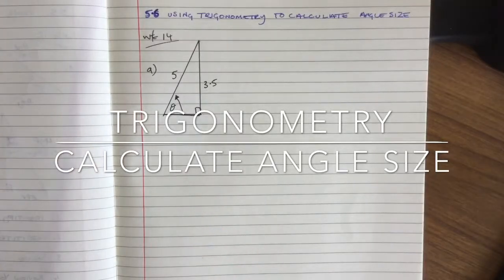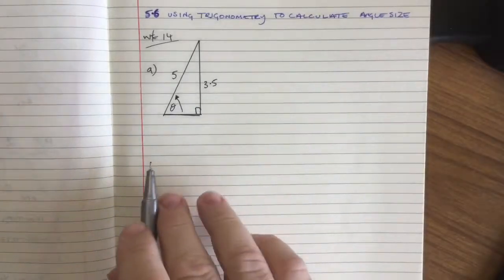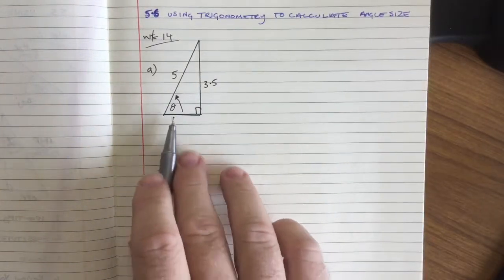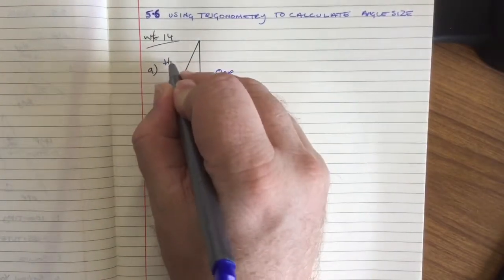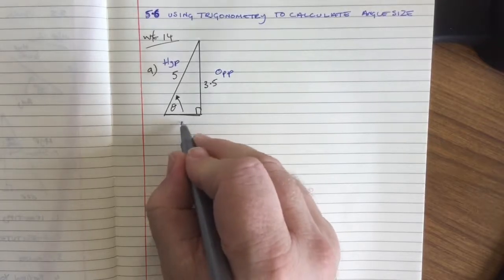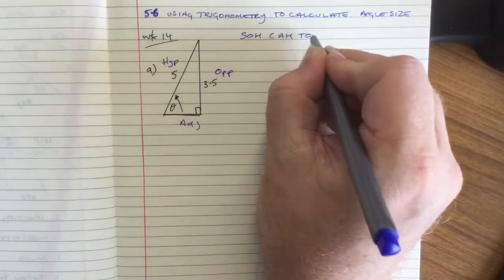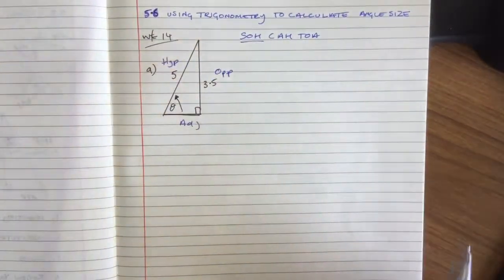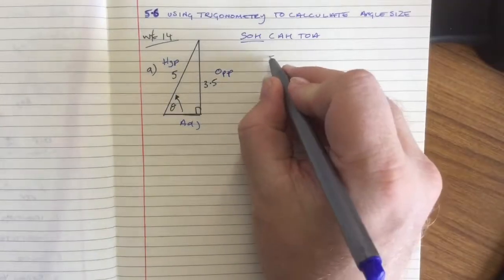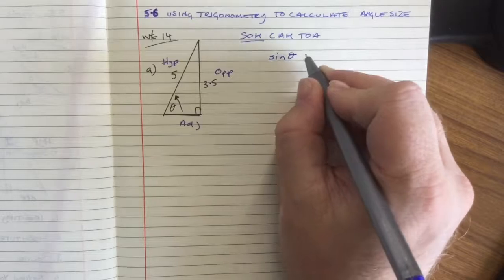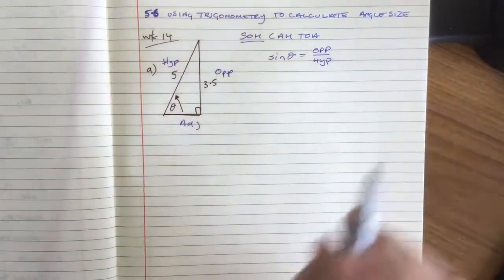Next step is using trigonometric ratios to calculate an angle size. We're going to use the same ideas that we've just worked with. First thing we need to do is to identify which of these sides are in relation to this angle. So again, this is the opposite side, this is the hypotenuse, and this is the adjacent side. Again SOH CAH TOA, and in this example, we're looking at the sine ratio. So we write the rule that the sine of any angle is equal to the opposite divided by the hypotenuse.